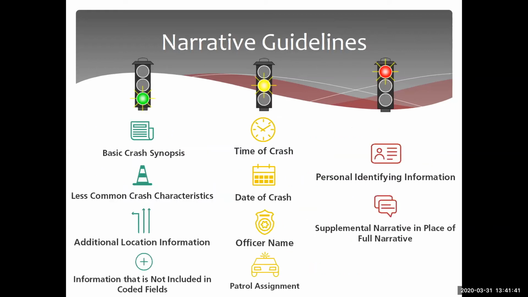Next slide. So in the hopes of making it clearer and creating a way for narratives to be more concise, we created these guidelines. And as you can see, the items under the green traffic light are the ones that we're suggesting be included in the narrative. The ones under the yellow traffic light are those that can be included if you wish, but are not necessary because they're available in other sections of the crash report. And those under the red light are things that shouldn't be included in the crash narrative, most specifically, any personal identifying information.